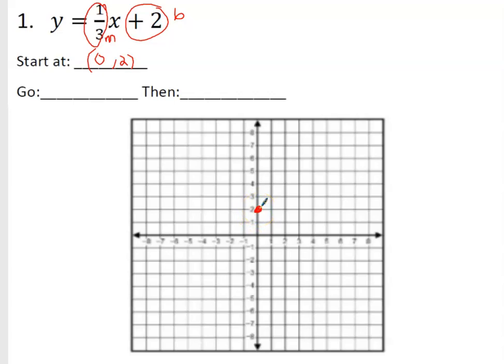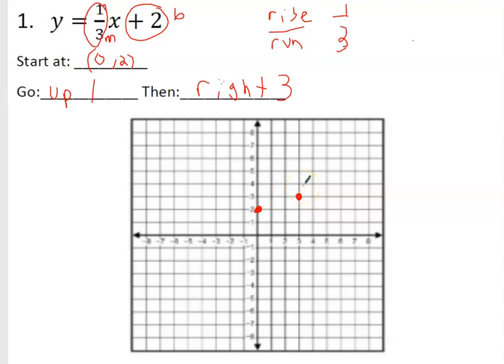Now my slope is 1/3, which is the rise over the run. You're going to hear me say that over and over and over. So I'm going to end up going up 1 space, and I'm going to go to the right 3 spaces, right? Because both of these are positive numbers, so up and right. So I start at that 0, 2 point. I'm going to go up 1 spot. I'm going to count to the right 3 spots.